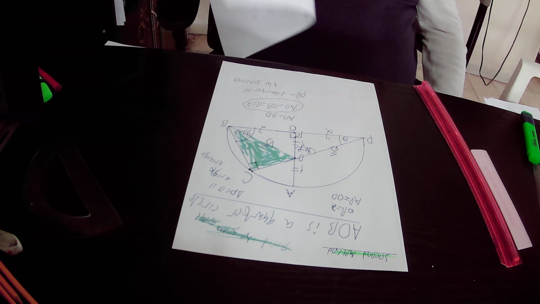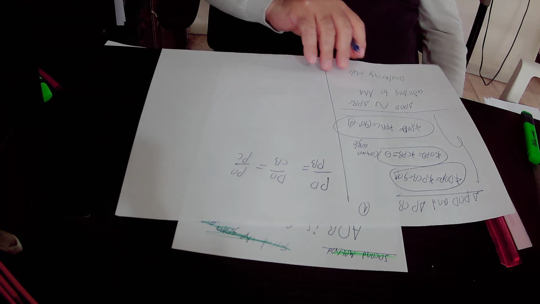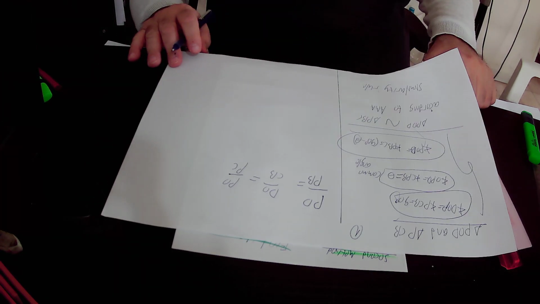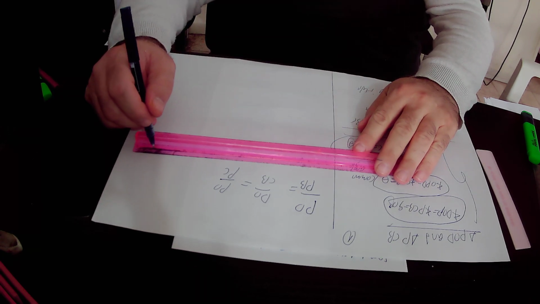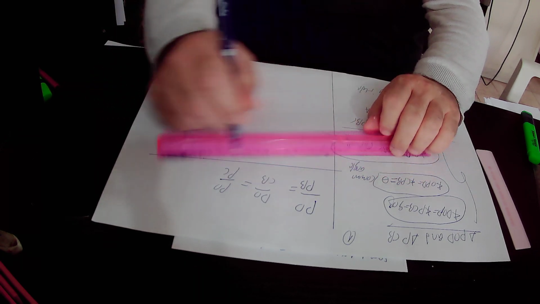I repeat again, from the fact that the two right triangles are similar to each other, we conclude that PO over PB equals DO over CB equals PO over PC. Okay?